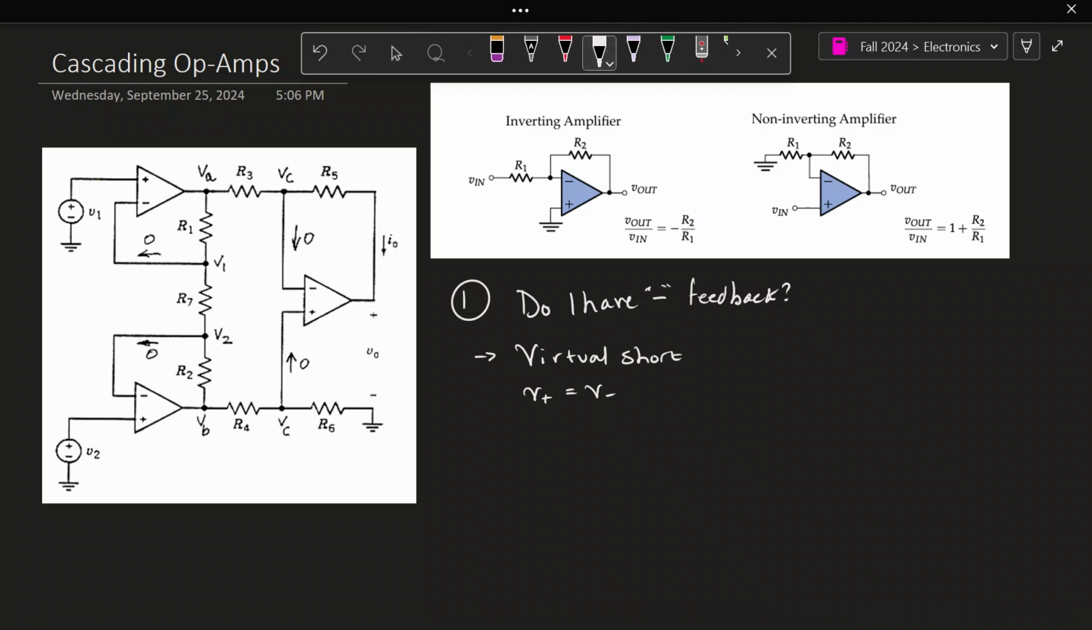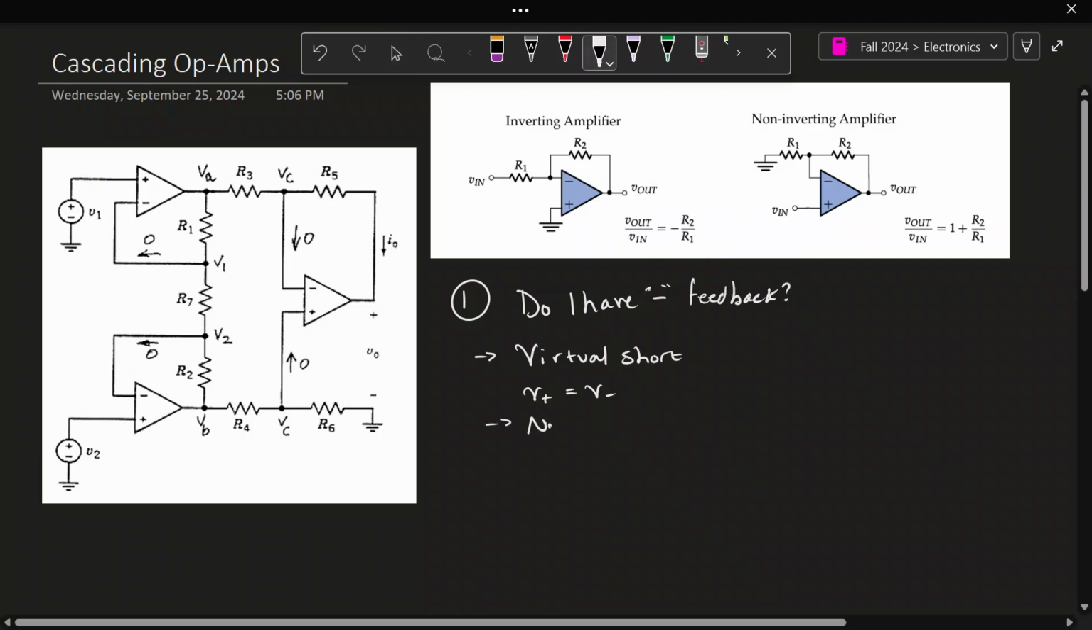Also, for ideal op amps, you have no input current. What that means is, in this picture here, you notice that there are these arrows with zeros. These go towards the input of the op amps. That will always be zero.